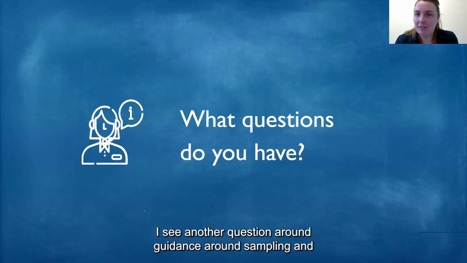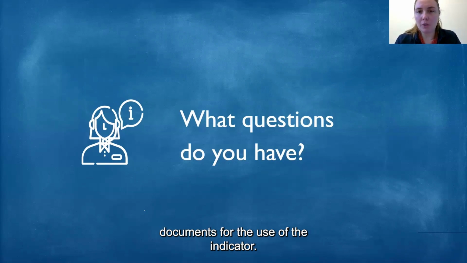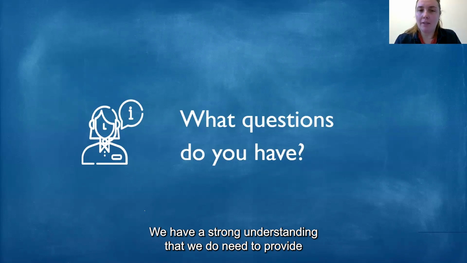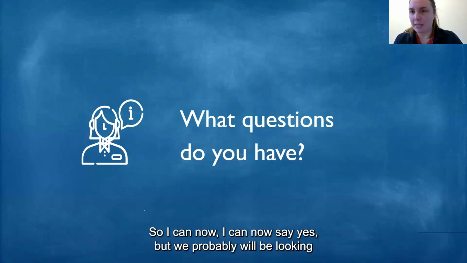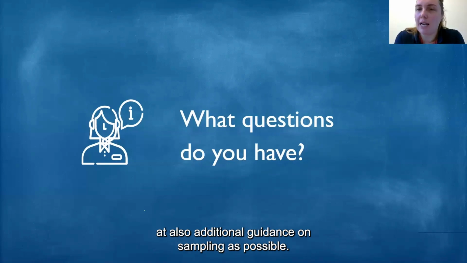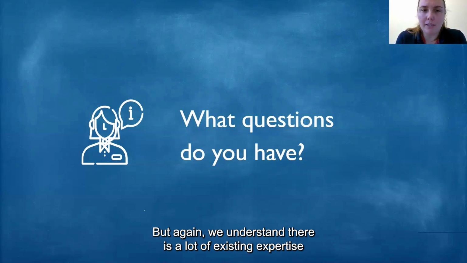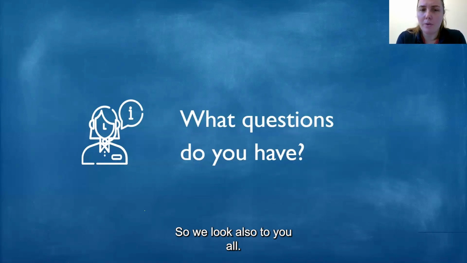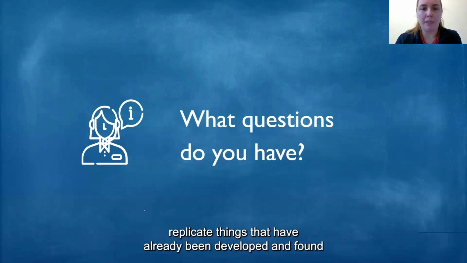I see another question around guidance, around sampling and data collection timeframes. So we are working on a set of guidance and supporting documents for the use of the indicator. We have a strong understanding that we do need to provide information on what we have included in the peers. So I cannot say yes, but we probably will be looking at also additional guidance on sampling as possible. But again, we understand there is a lot of existing expertise among implementing partners and other partners, so we look also to you all. If you already have existing tools, we wouldn't want to replicate things that have already been developed and found useful.